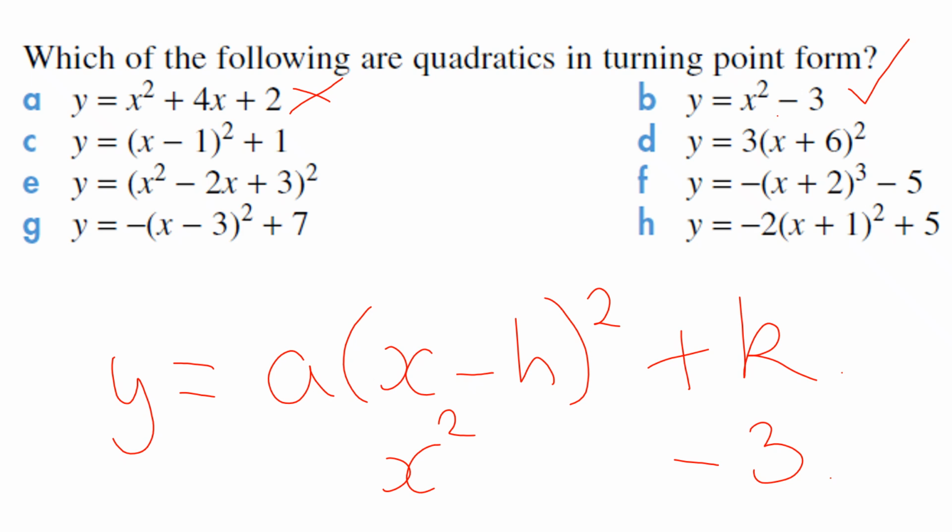We can see that c is in the right format. D, yes. It doesn't have a k, so there's no vertical shift. But we can see that e is not. And f is also not, because we have a cube here. But g is, and h is.